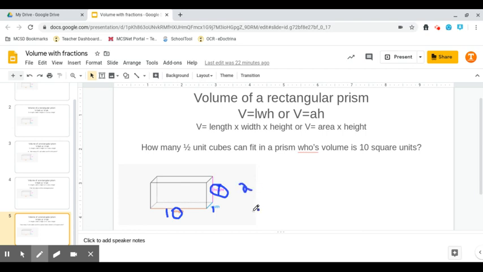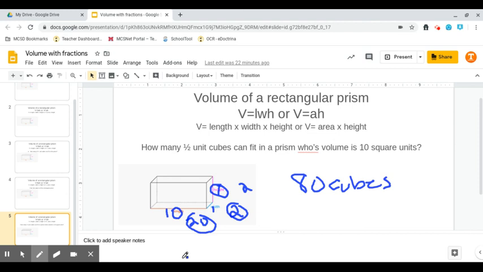Well, 2 halves can go into a 1. 2 halves can go into a 2. And how many halves can go into 10? Well, 20. So 20 times 2 is 40, times 2 is 80. 80 cubes can go in there.